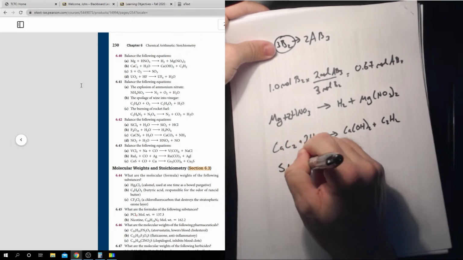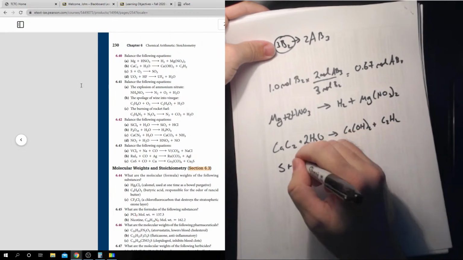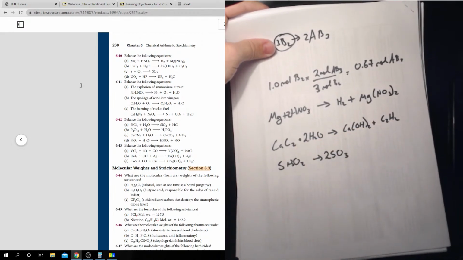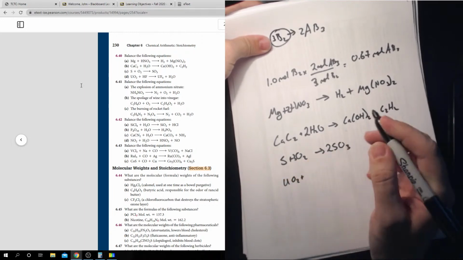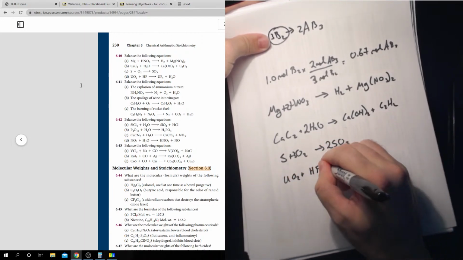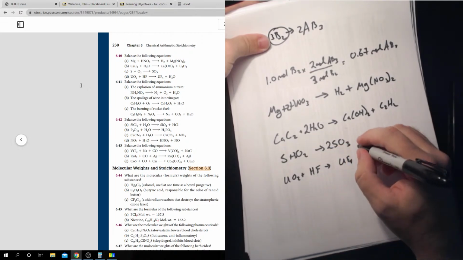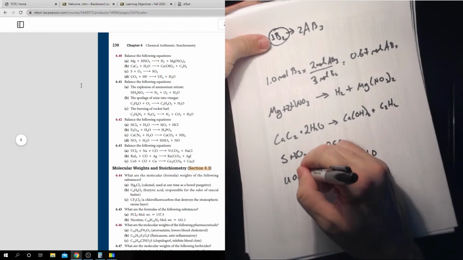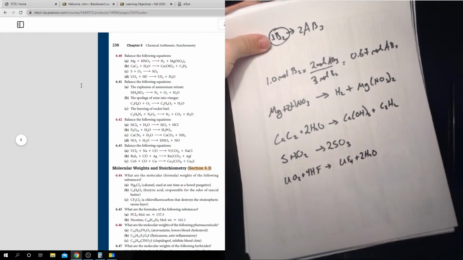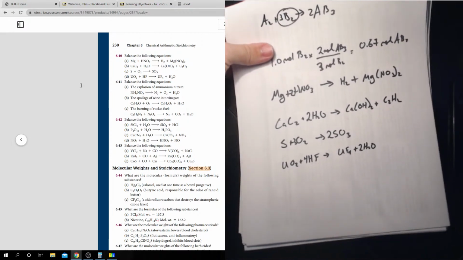S plus O2 yields SO3. Yep, we're going to need 2 of these and 3 of these. Uranium 4 oxide plus hydrogen fluoride yields uranium 4 fluoride plus H2O. We're going to need 4 of these and 2 of those. Okay, 642, more balancing.